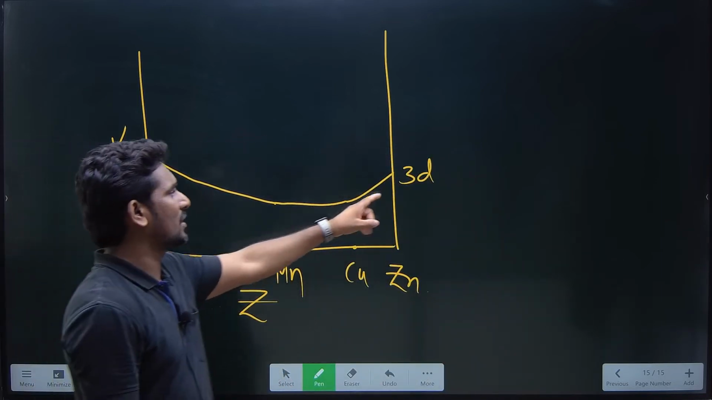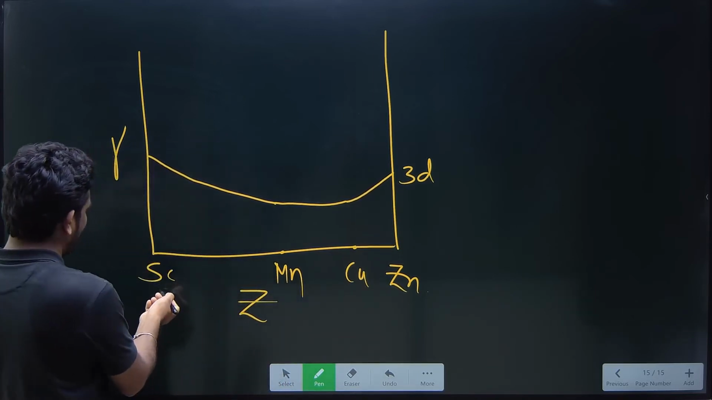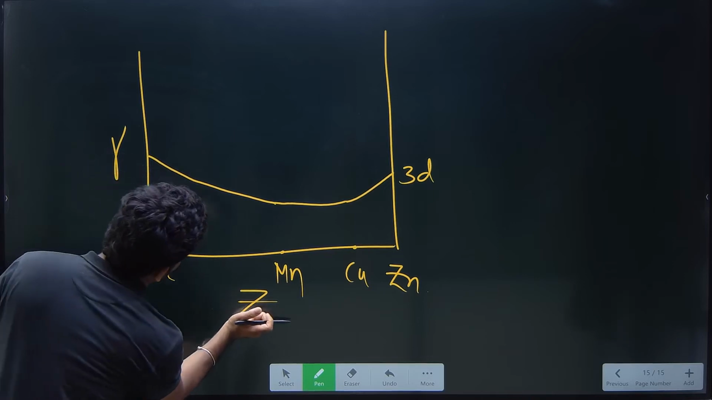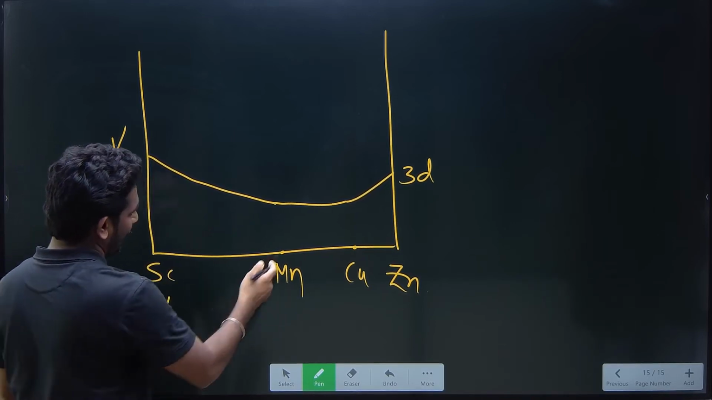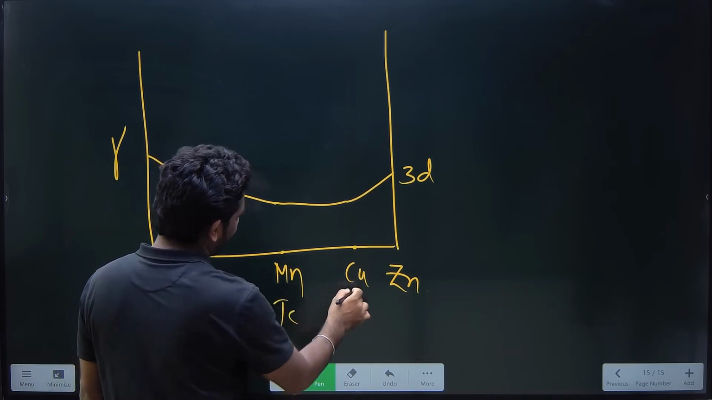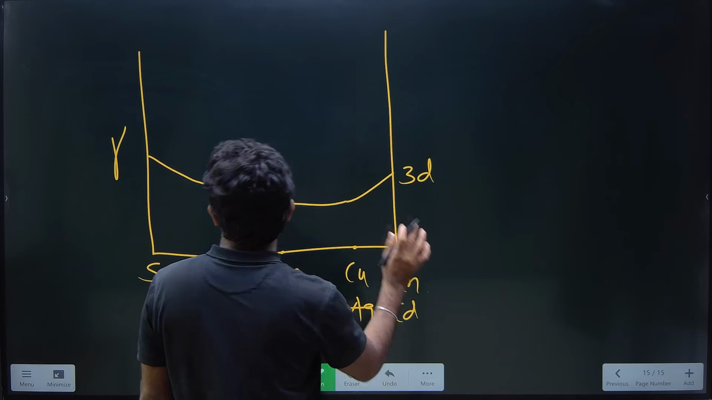So this is 3D, but where is 4D? अभी देखो क्या है, स्कैंडियम. नेक्स्ट वन कौन सा, अभी बोलो. स्कैंडियम सब क्या है, इट्रियम. ये वाला क्या है, मैग्नीज टेक्नीशियम. ये क्या है, कॉपर सिल्वर कैडमियम. ठीक है, सेम ऐसे होता है इधर भी.